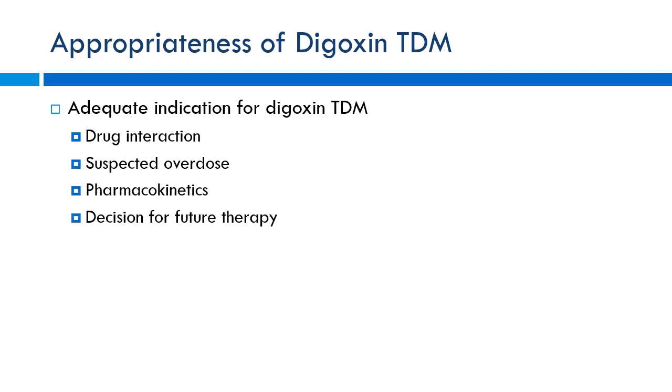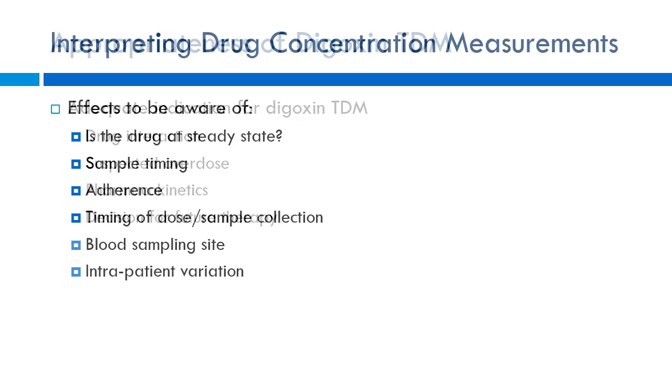Other things you may want to consider: do you suspect there's been an overdose, drug interactions, pharmacokinetic changes? If you want to decide on future therapy, maybe you check the level, the patient's not getting any efficacy from the drug, and the level is still in the right range. Do you even want to continue that drug? Or if they're having too much toxicity at the therapeutic range, do you want to continue that? Those are questions you have to ask.